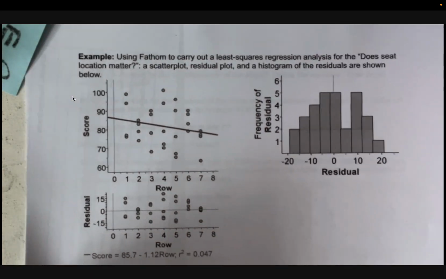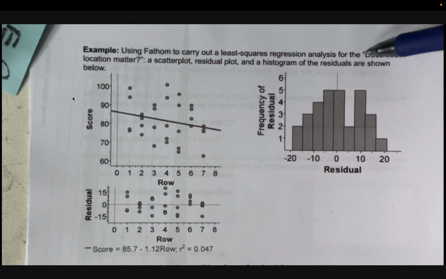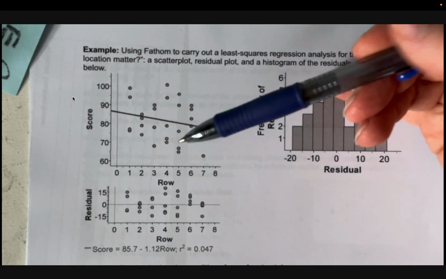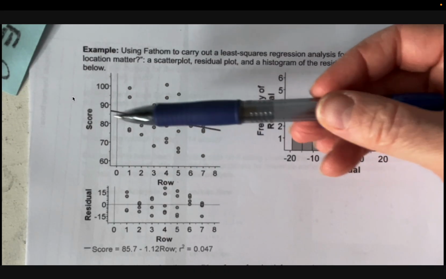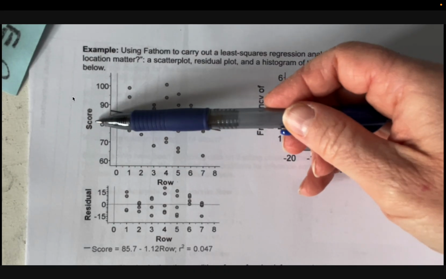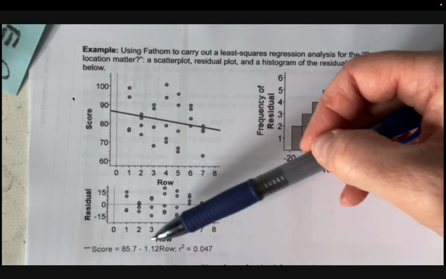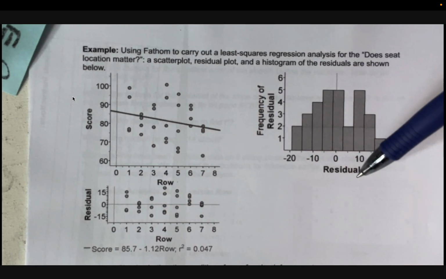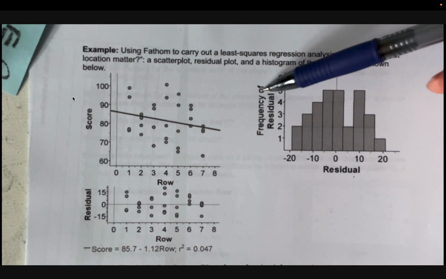All right. This is using Fathom. It's a statistical software package. They did the least squares regression and the analysis here. This right here is your scatter plot, so you can see there's your row versus your score. Here's your residual plot, row versus the residual. This is a histogram of the residuals.